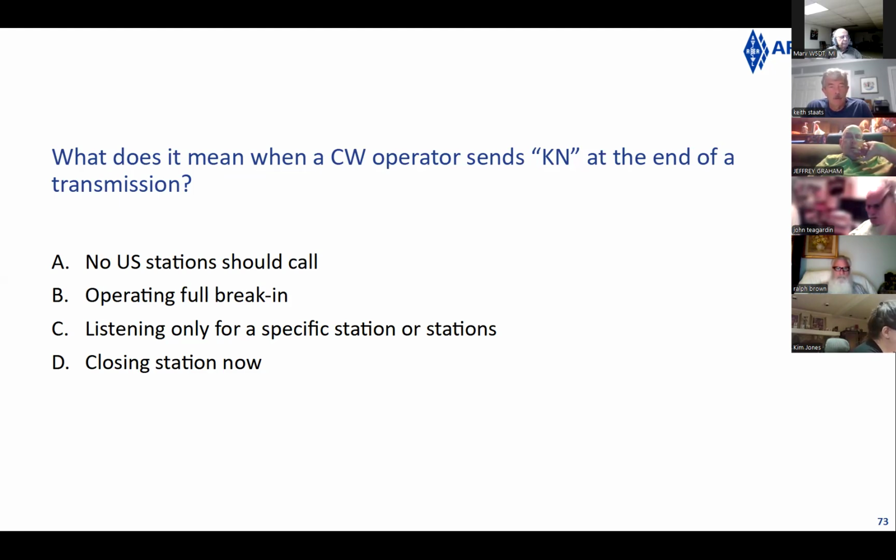D. No, C, listening only for a specific station. Oh, that's right. That's right.